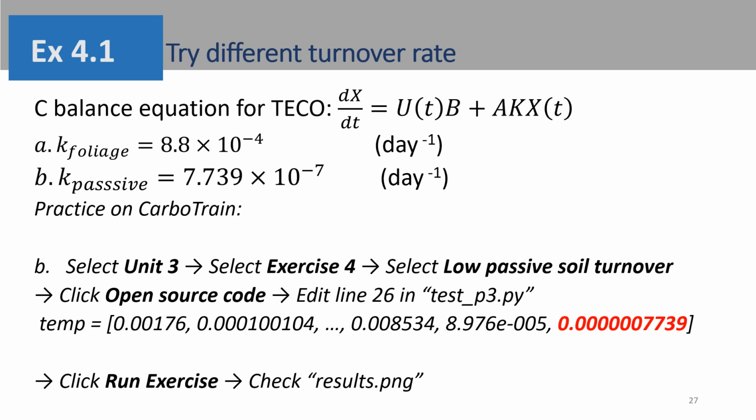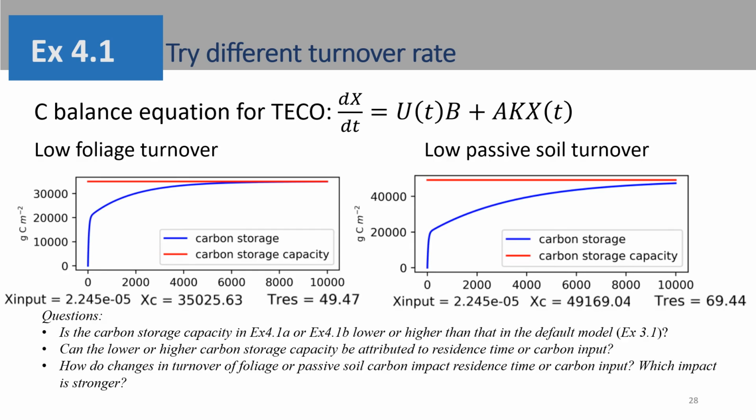Then let's select case low passive soil turnover and repeat previous steps. Replace the turnover rate with the lower value as we provided. Then click Run Exercise and check results. Here are results from two different turnover rates. By comparing these two simulations, we can see carbon storage simulated stabilize differently. Can we think about how turnover rates impact carbon input or residence time, and therefore the carbon storage capacity? Let's fill the blank for exercise 4.1 in slide 25.